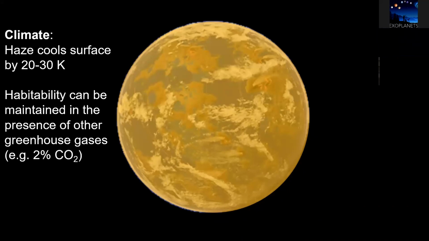All right, so I've done some modeling work trying to understand what the implications of this haze would have been for Archean Earth. Unsurprisingly, the haze cools the surface of the planet. In my models, it cooled the surface by 20 to 30 degrees Kelvin, but you could still maintain habitability in the presence of other greenhouse gases consistent with geochemical constraints.